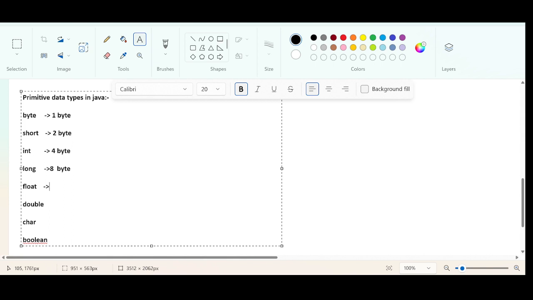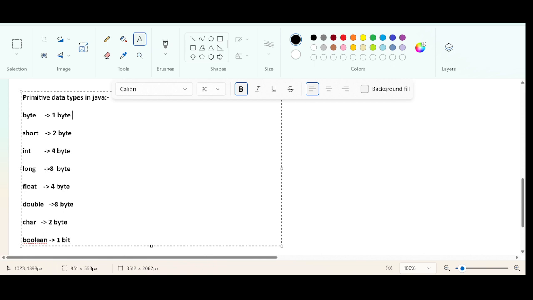Float, again 4 bytes. Double, 8 bytes. Character is going to consume 2 bytes. Boolean is going to consume 1 bit. Only 1 bit. So this is how the memory is consumed.